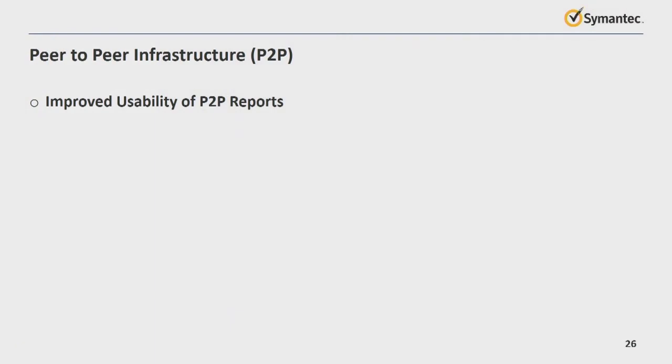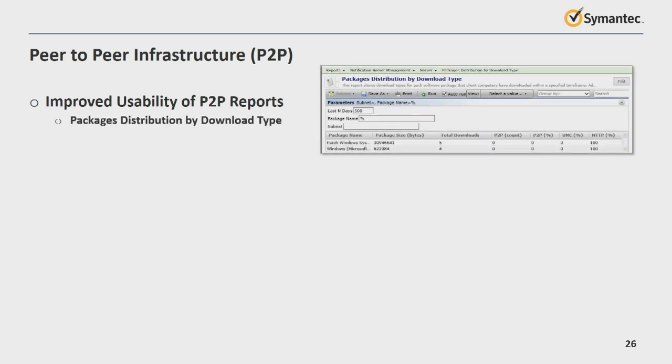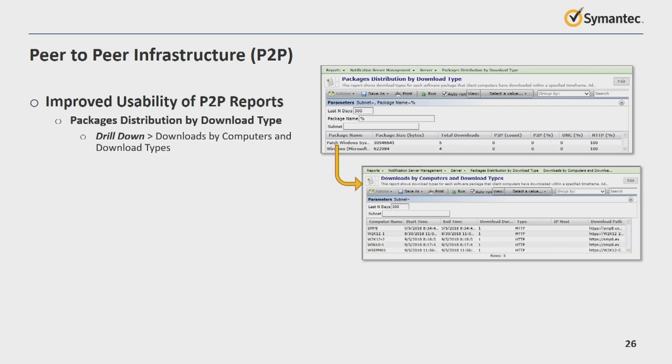Okay, we improved the usability of the P2P reports. The 8.1 release was obviously the first one saying, here's P2P, this is what's working, these are the reports telling you that certain things are happening. So what we did is we added a few things. There's a packages distribution by download type. This is basically showing all of the packages, the download type, P2P, HTTP, standard, right?